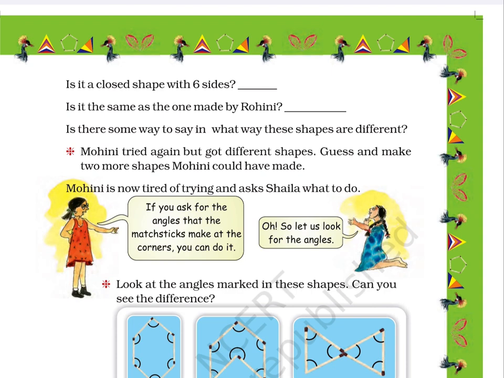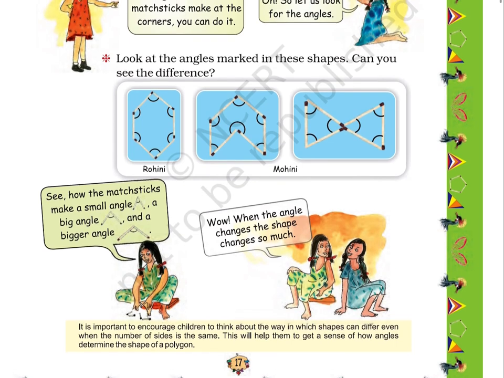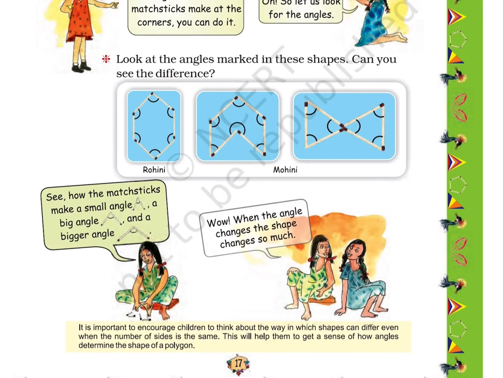Mohini is now tired of trying and asks Shela what to do. Shela tells her, if you ask for the angles that the matchsticks make at the corners, you can do it. To this Mohini replies, oh, so let us look for the angles. Look at the angles marked in these shapes. Can you see the difference?